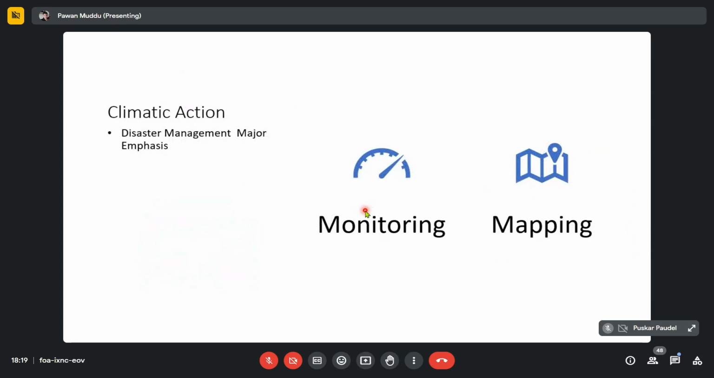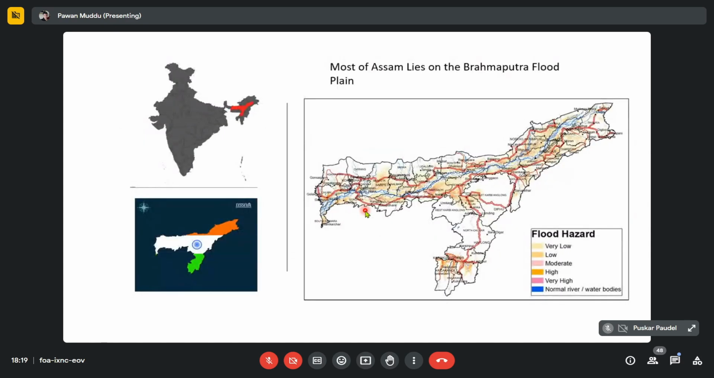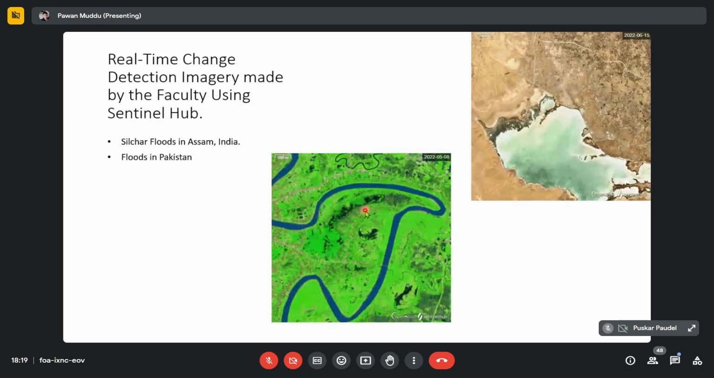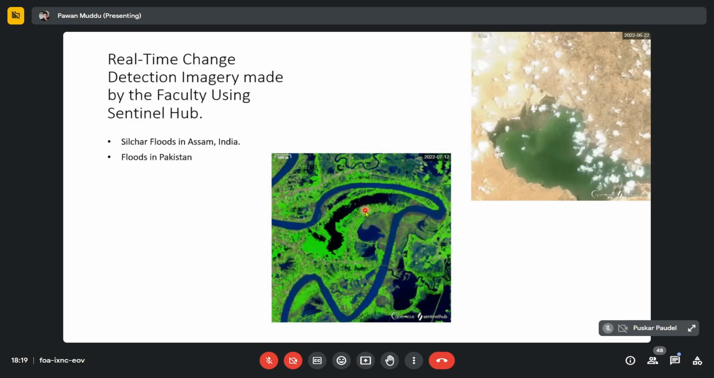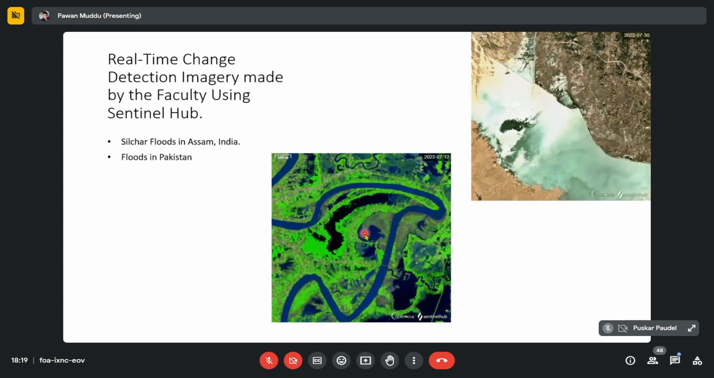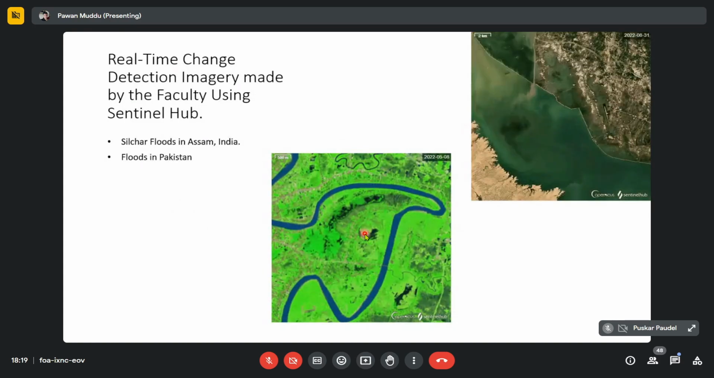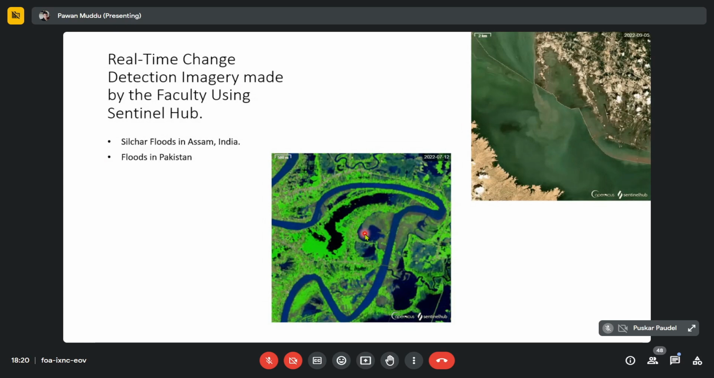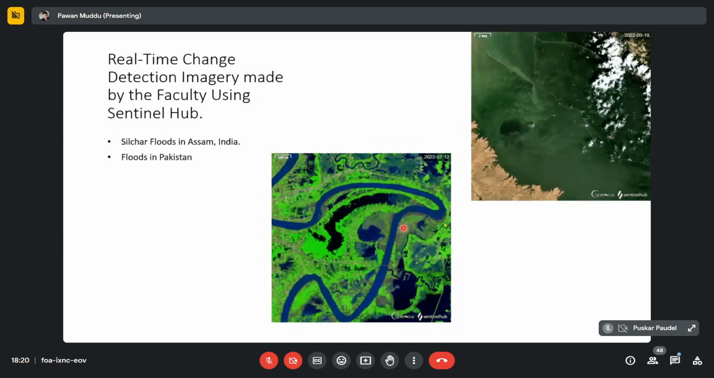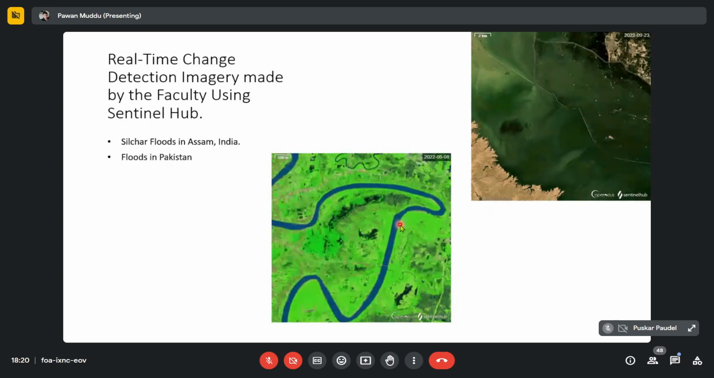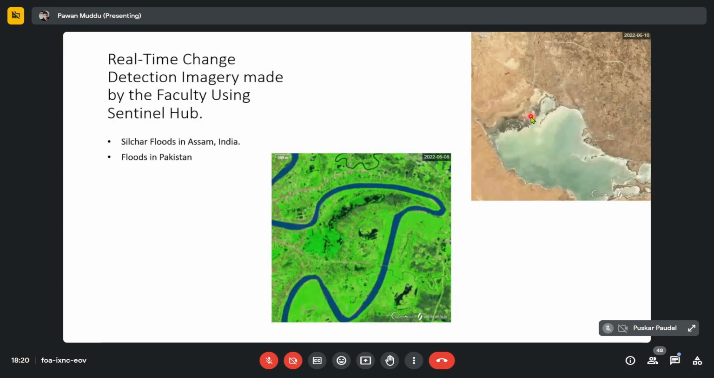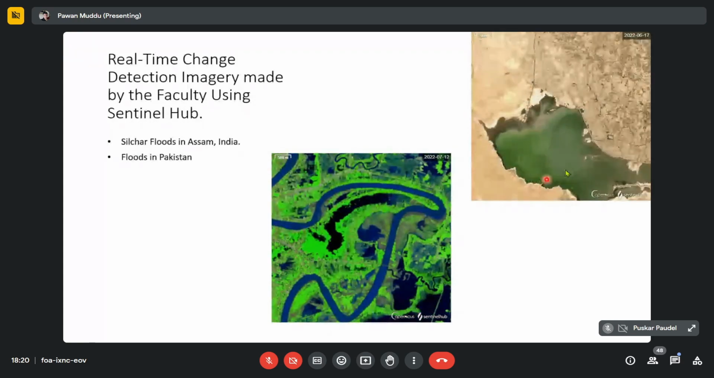So the first step is monitoring. What I have cultivated is using real-time satellite images, and I train people on that. Here, this is the Silchar floods in Assam. It has been a little controversial, and people have been commenting about it. But nevertheless, this is an important issue that has to be visualized and addressed. This happened recently in 2022. In the same year, there were other catastrophic floods in our neighboring Pakistan, and you can visualize these time lapses here.